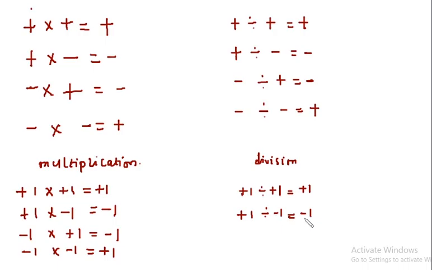Plus divided by minus is minus. If you have minus 1 divided by plus 1, you divide the signs like we've been doing before. Minus divided by plus is still minus. 1 divided by 1 is 1. Minus 1 divided by minus 1 is equal to minus divided by minus, which is plus. So we have plus. 1 divided by 1 is 1.